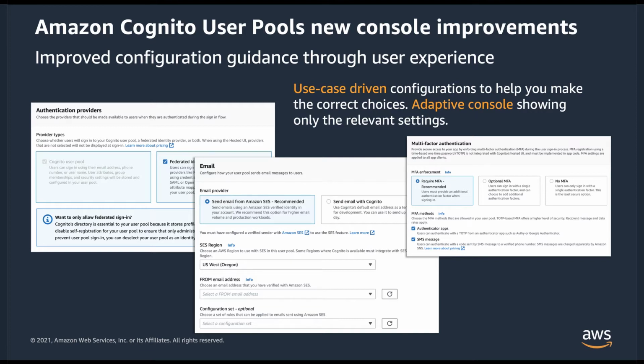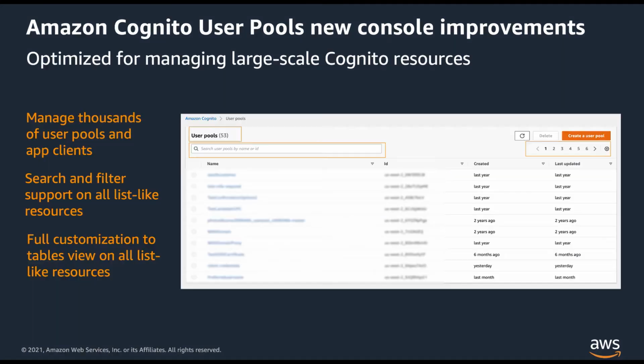It's also adaptive that will show you only the relevant settings based on the choices you make. And this is going to help you make the right choices and understand what is the effect of these changes to your end user. The new console is also optimized for larger scale Cognito deployments. If you have hundreds or even thousands of user pools and application clients, it should be a lot easier to manage them with this new console. You will have search and filter capabilities on anything that is of a type list.